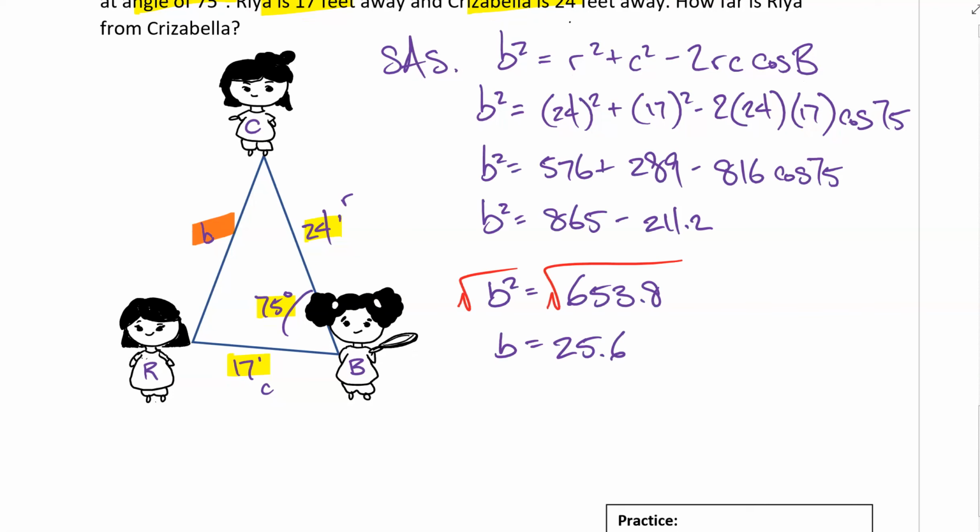Kablam! There's my computation after the substitution, right? Taking the proper steps, being very careful about what happens with this business over here. We've got to protect it. You want to subtract all that, 816 times cos 75 first, which becomes 211.2. And then 865 subtract the 211.2 puts you at 653.8. Square root both sides, and you get b is 25.6.